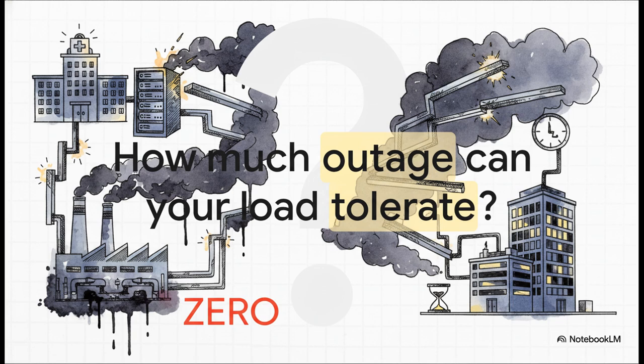We really have to start by imagining the ultimate nightmare scenario, a hospital or a massive data center going entirely dark. So, how much outage can your load tolerate? For a commercial office building, sure, maybe they can handle a few hours in the dark. But for continuous process plants or critical infrastructure, no way. The answer is literally zero.